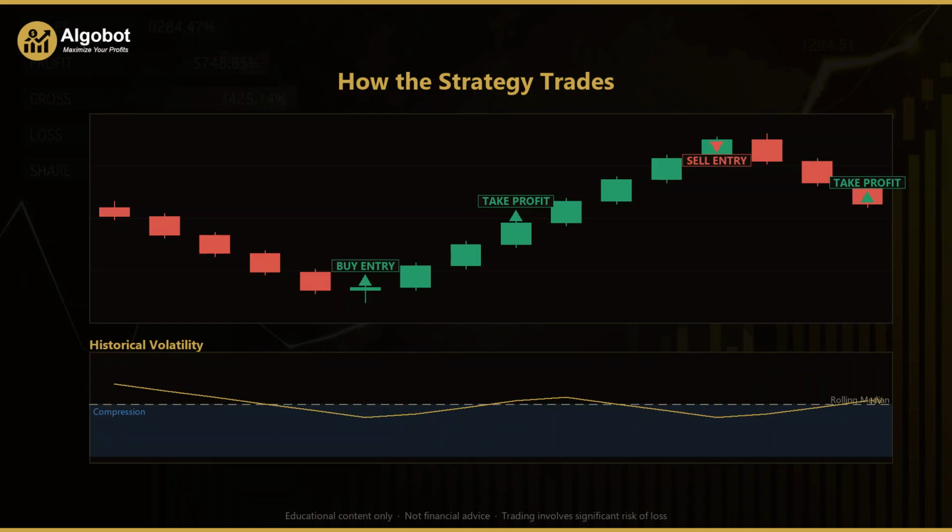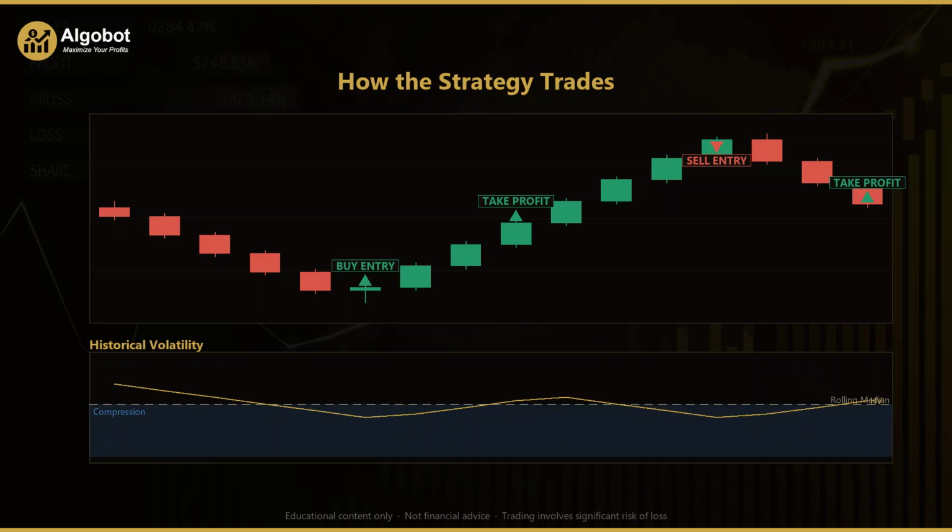So across this single illustration, you've seen both halves of the strategy. On the long side, an exhausted down run during compression is faded upward. On the short side, an exhausted up run during compression is faded downward. In both cases, the same 3 ingredients had to appear together. A run of at least 5 same-direction bricks, historical volatility sitting below its rolling median, and no other position already open. And in both cases, the stop and target were defined the moment the trade was placed.